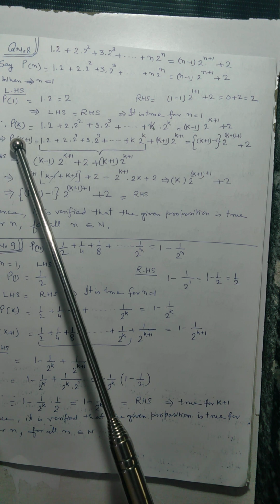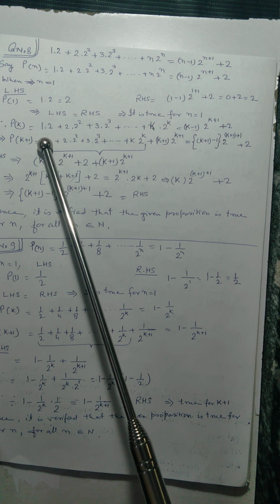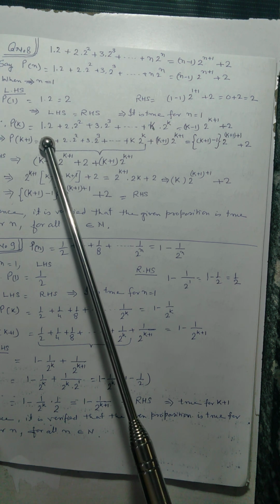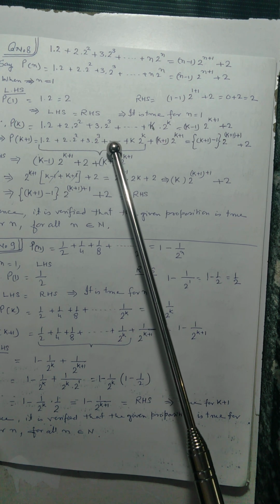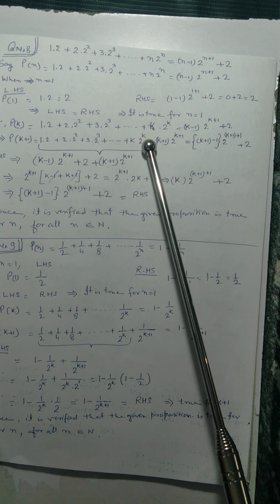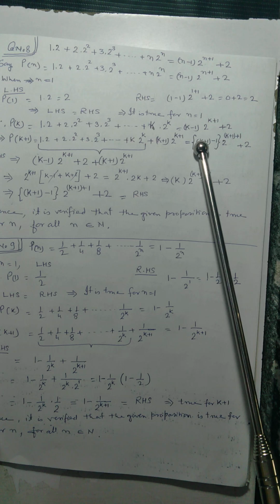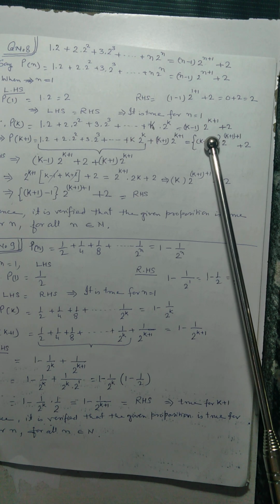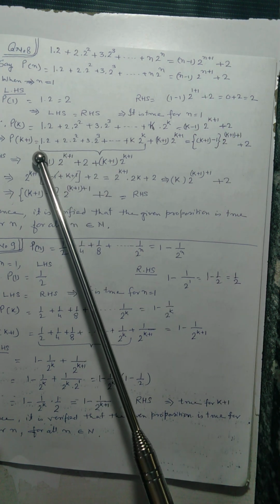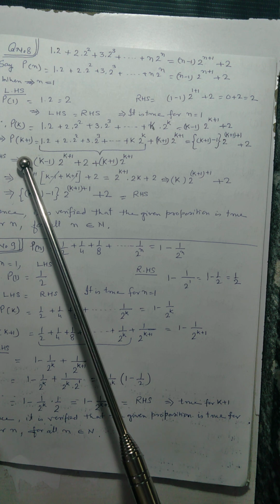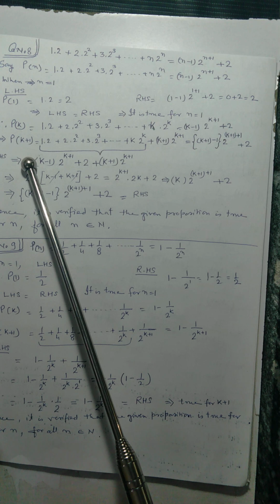Now assume that Pk will be true. If Pn is true, then Pk will also be true. So now write down 1 into 2 plus 2 into 2 square plus 3 into 2 cube plus dash dash plus k into 2 to the power k is equal to (k minus 1) 2 raised to power (k plus 1) plus 2.